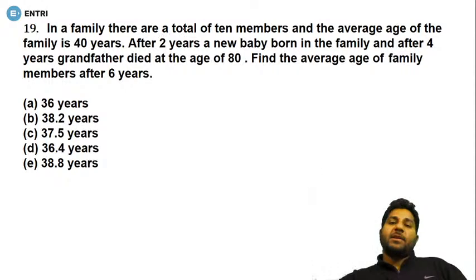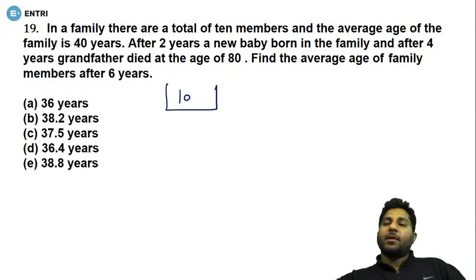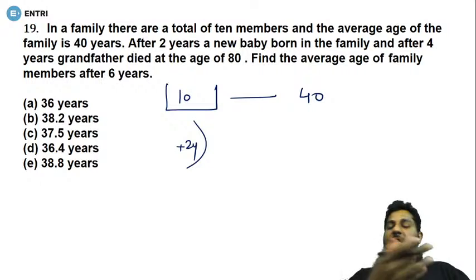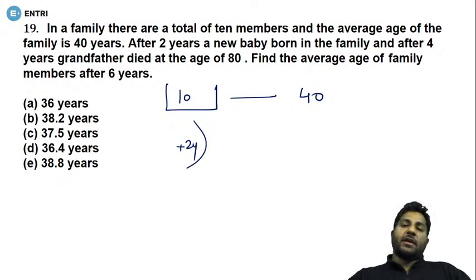Look at this. In a family, there are a total of 10 members, and the average age of the family was 40. After 2 years, a baby is born in the family, and after 4 years, the grandfather dies. Yes, it is a lengthy question, but not as lengthy as we are thinking, and it can be solved.